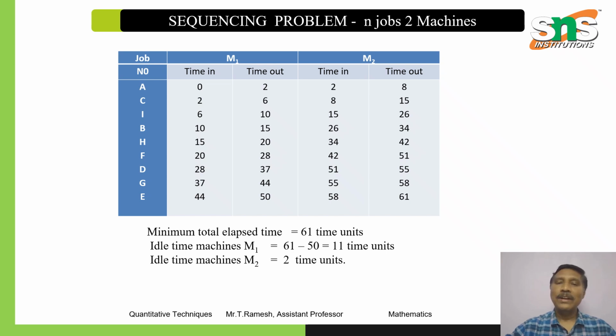And similarly, we calculate the idle time of machine 2. Machine 2 starts its work from 2 hours. Therefore, up to 2 hours, machine M2 is idle. Therefore, the idle time of machine 2 is 2 hours, and it is completely running without idle time in between. Therefore, only 2 hours is the idle time of machine 2. So that is the optimum sequence and the idle time of machine 1 and machine 2.